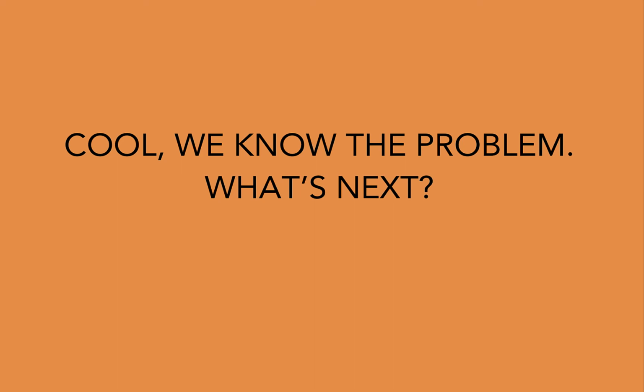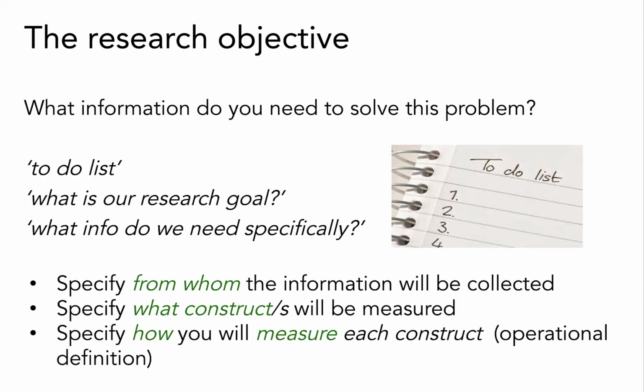Alrighty, you know everything there is to know about problem definition in research now. What's next? Next step is to set your research objectives. Once you have your problem properly defined, you need to identify what information you need to solve that problem. So a research objective is pretty much a to-do list. It's a goal you want to attain through research to solve that issue.